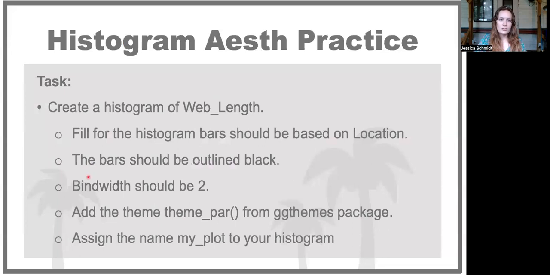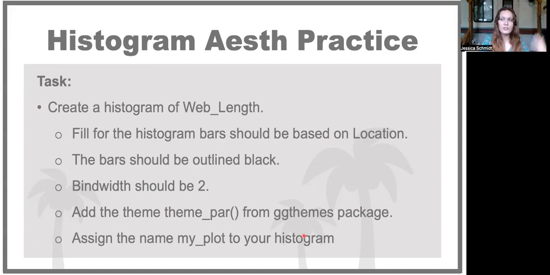And then in the geometries, I want the bars to be outlined in black. So remember, color is outline color. Bin width should be 2. And I want the theme to be theme_par from the GG themes package. Finally, I would like you to assign the name my plot to your histogram. And then you can call it to see it.